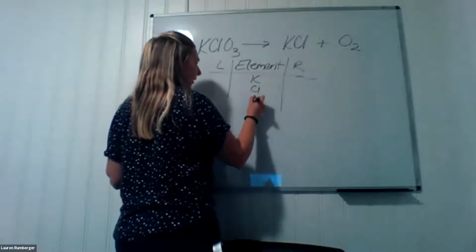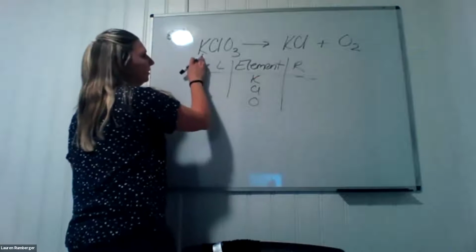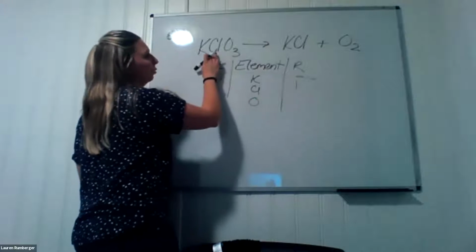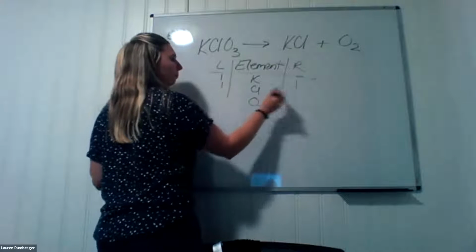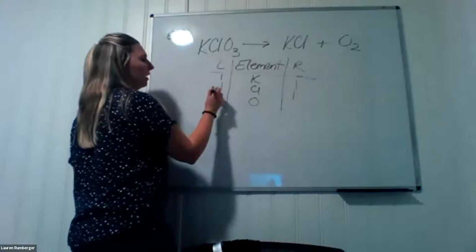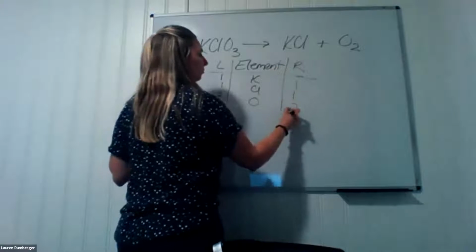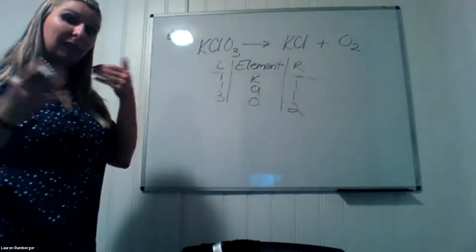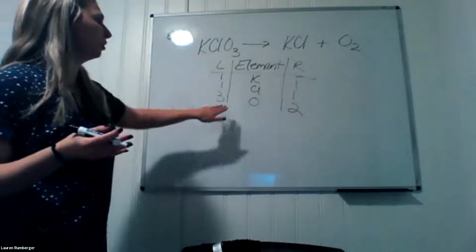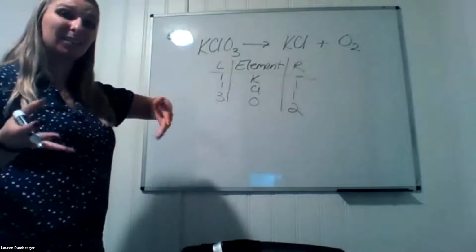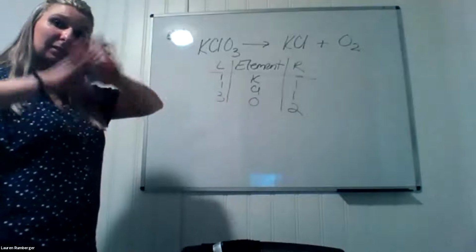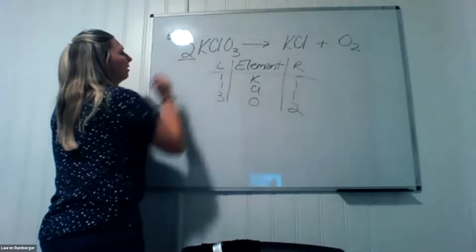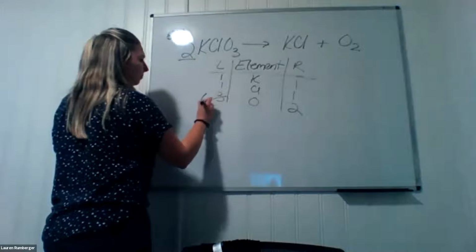Okay, KClO3. Starting with potassium, 1 and 1. Chlorine, 1 and 1. Oxygen, 3 and 2. In order to balance the oxygens, we need a common multiple. The common multiple between 3 and 2 is 6. So we want to make 6 on the left and 6 on the right. To make 6 on the left, we need to put a 2 in front of the KClO3.